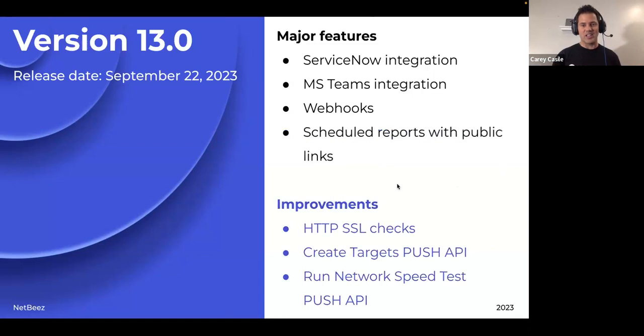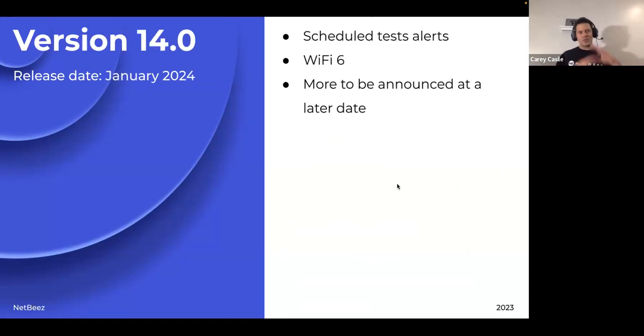And let's go to the next slide. So that was all the 13.0 stuff. Now we're looking into the future. January 2024 is when we're anticipating the release of version 14.0. With that comes scheduled test alerts. You're probably familiar with ping, DNS, HTTP, and traceroute tests, which have alerts that can be set up on them. Now, for our scheduled tests like iPerf, network speed, and VoIP tests, you're going to be able to set up alerts for those in our 14.0 release.